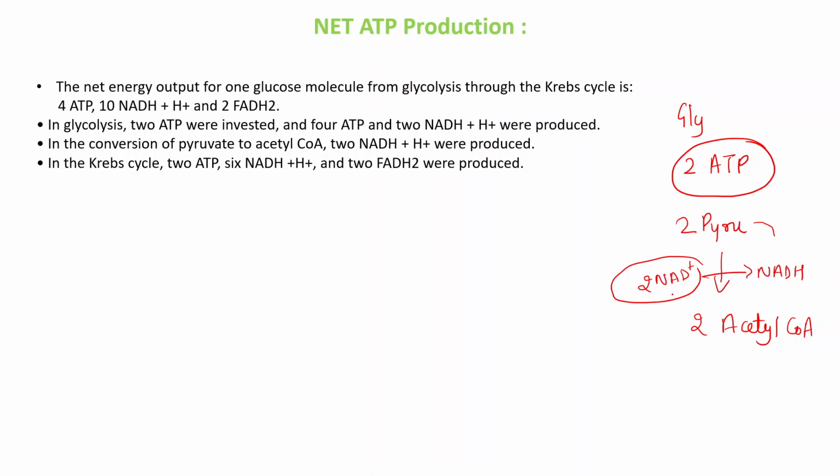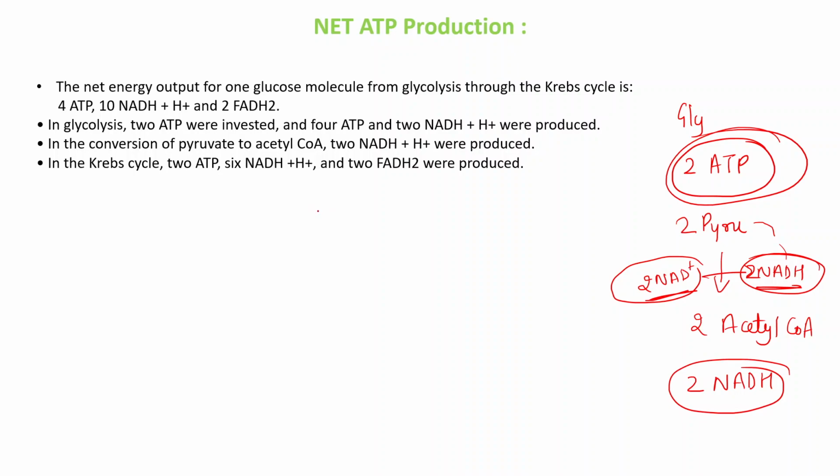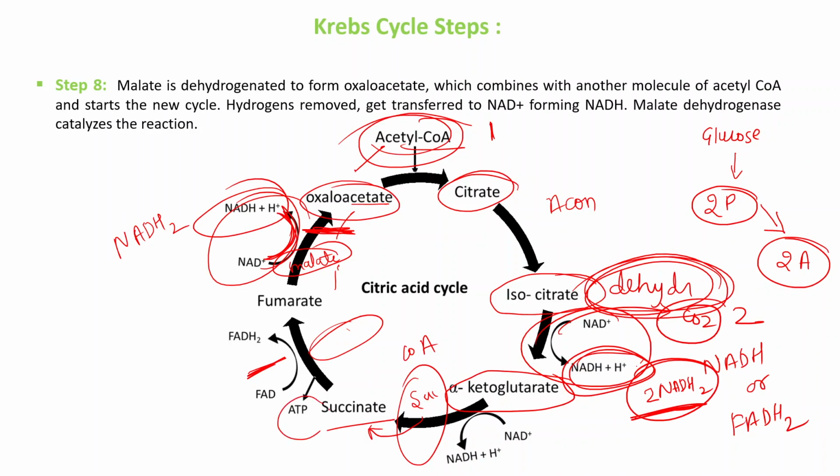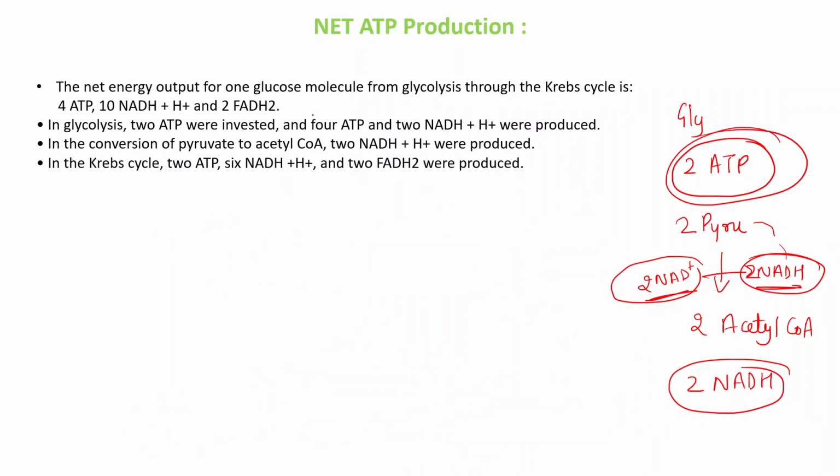This whole cycle occurs 2 times, so the product also doubles. So this is also 2. So during glycolysis 2 ATP, during the formation of acetyl CoA, you will get 2 NADH. Okay. Now in the Krebs cycle, what we have seen is, this ATP will be double, since the whole cycle will occur 2 times. So ATP is 2 times. Okay.